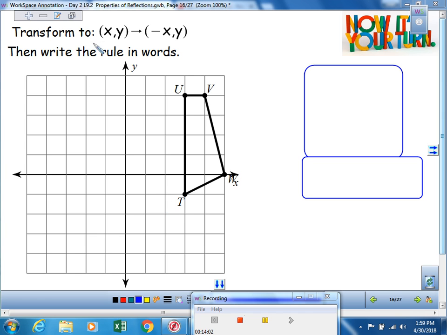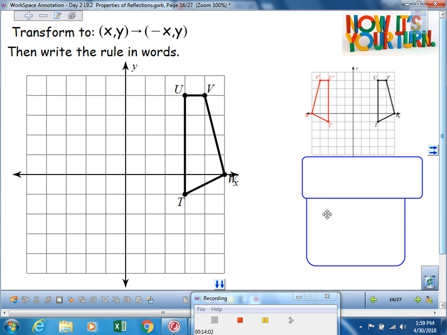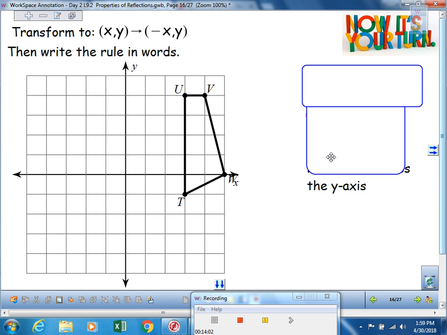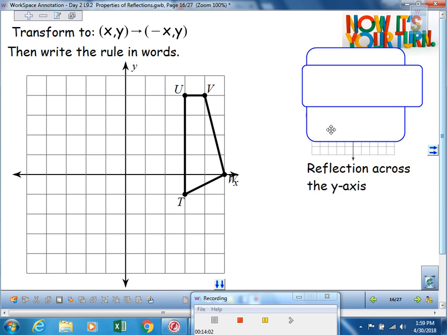So what is the rule in words here? Reflection. This one. Reflection across the y-axis. Don't forget that important word, reflection.